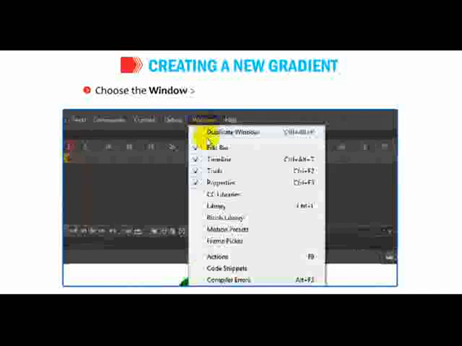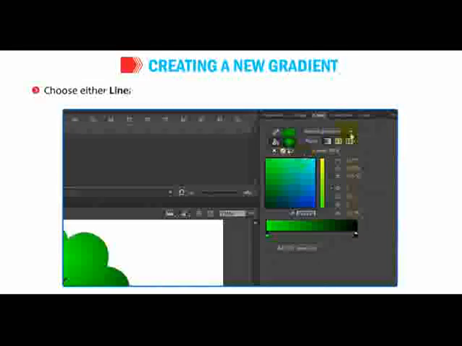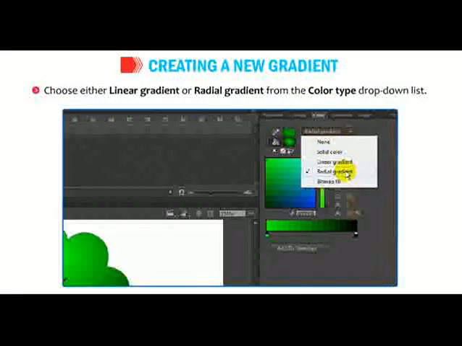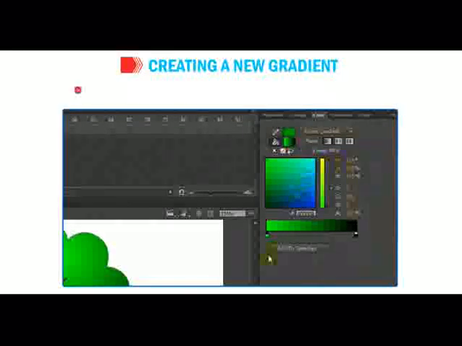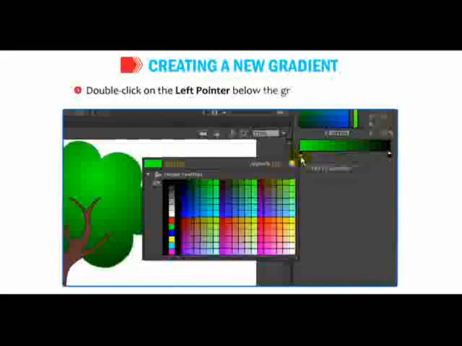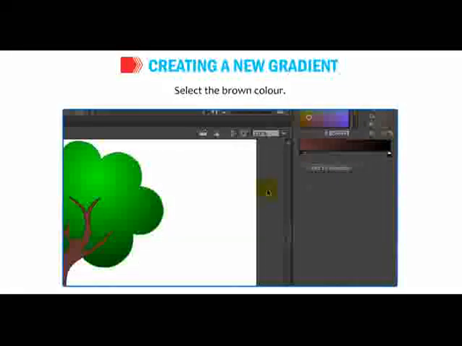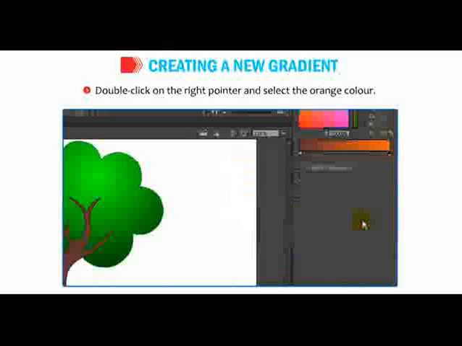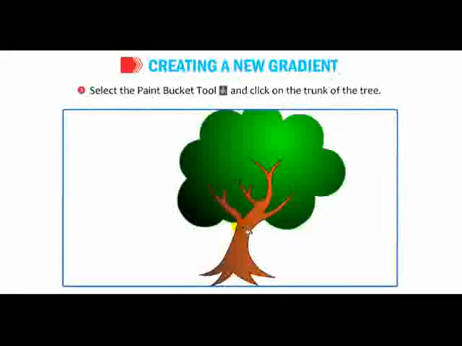Choose Window, then go to the Color option to display the Color panel. Choose either Linear Gradient or Radial Gradient from the Color Type drop-down list. Here we have selected the Linear Gradient. Double-click on the left pointer below the Gradient definition bar. The color palette appears. Select the brown color. Double-click on the right pointer and select the orange color. Select the Paint Bucket tool and click on the trunk of the tree.